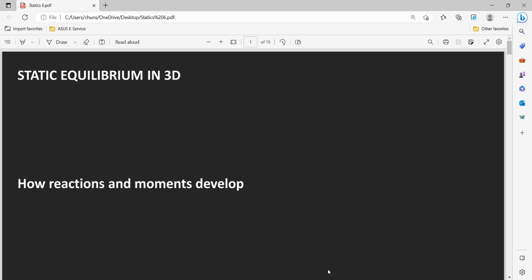In 3D problems, we are going to introduce 3 more equations that we can use to solve for 6 unknowns total. So we're going to have a sum of Fx, Fy, Fz forces, as well as moments about our x-axis, y-axis, and z-axis for a total of 6 equations for 6 unknowns.